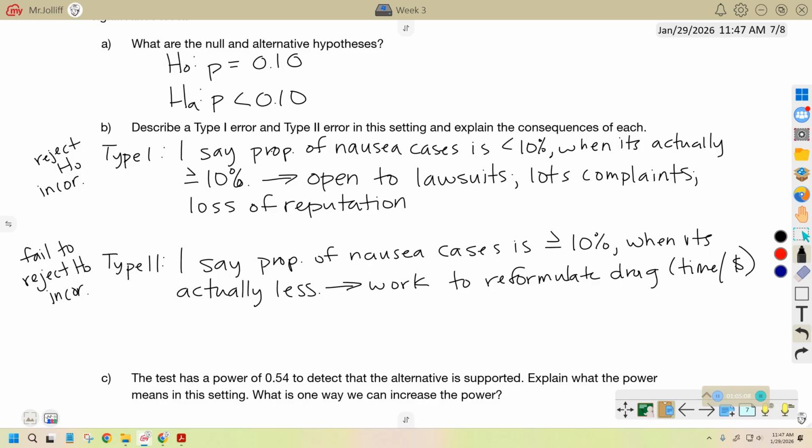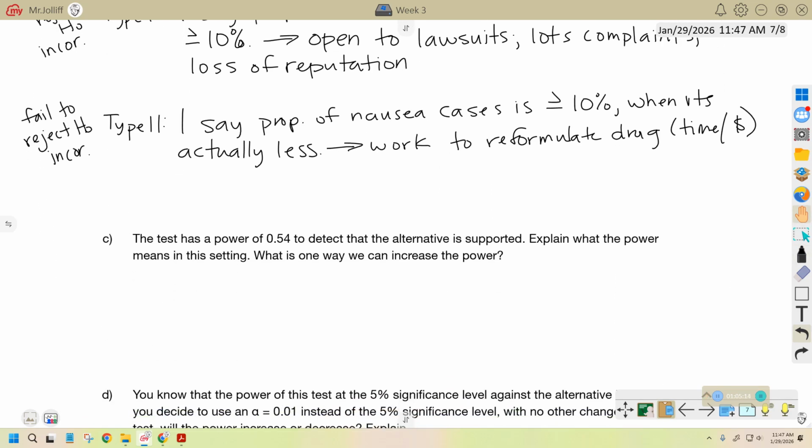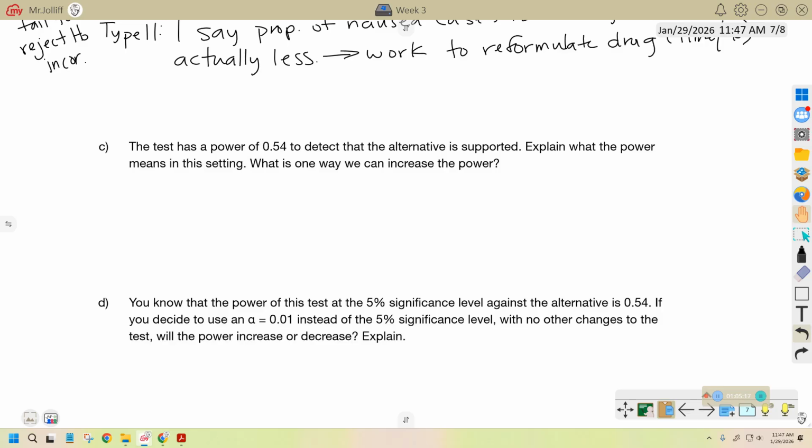Good. Very good. Two more questions about power. So it says the test we performed as the consulting statisticians has a power of 0.54 to detect that the alternative is supported. Correctly reject the null. Explain what the power means in this setting. What is one way we can increase the power? So we're going to start with what the power means. So we go back to when we first learned about power, and we know that it's the probability that we correctly reject the null.